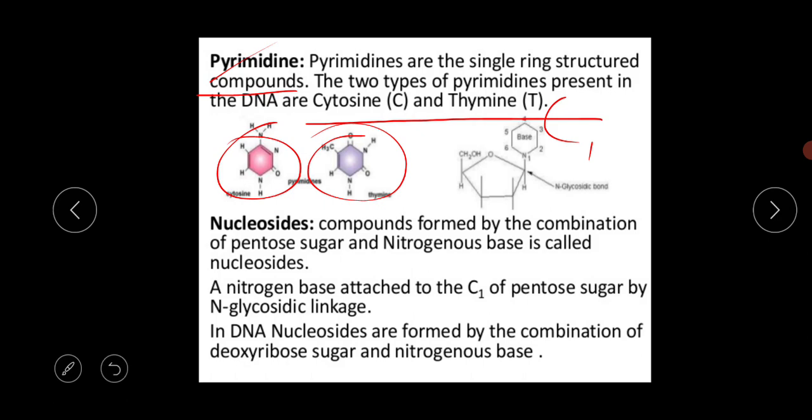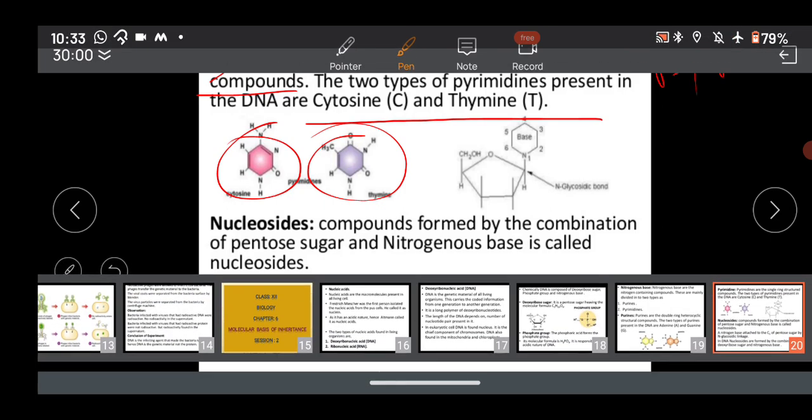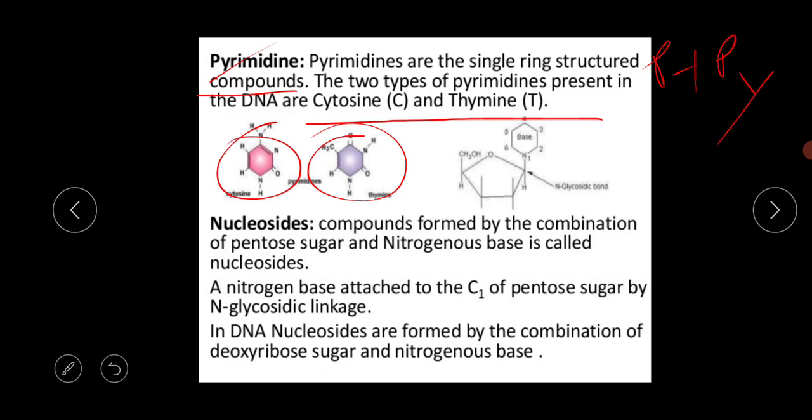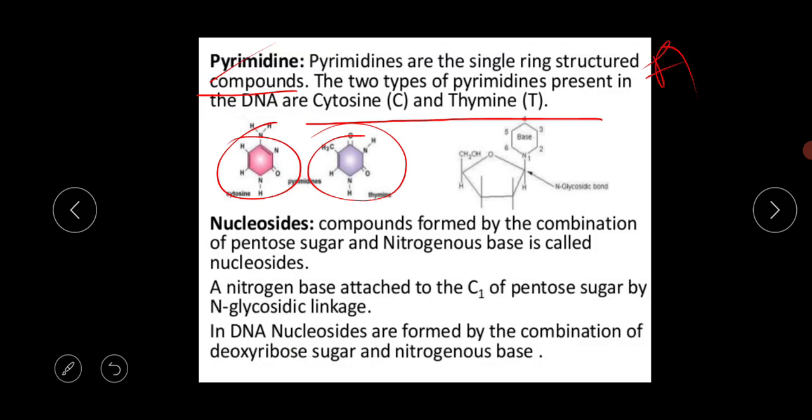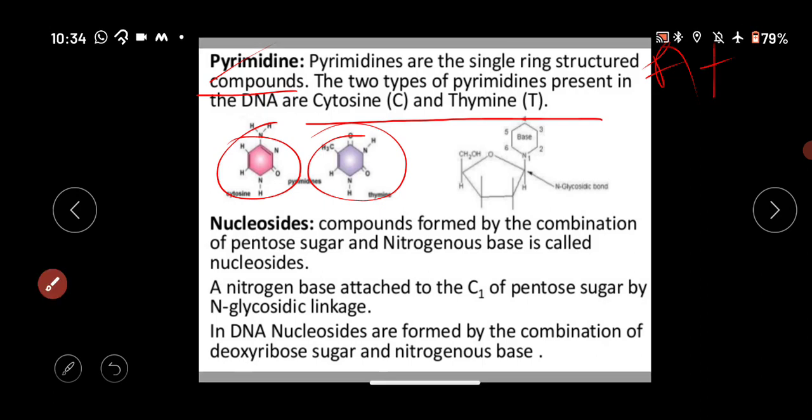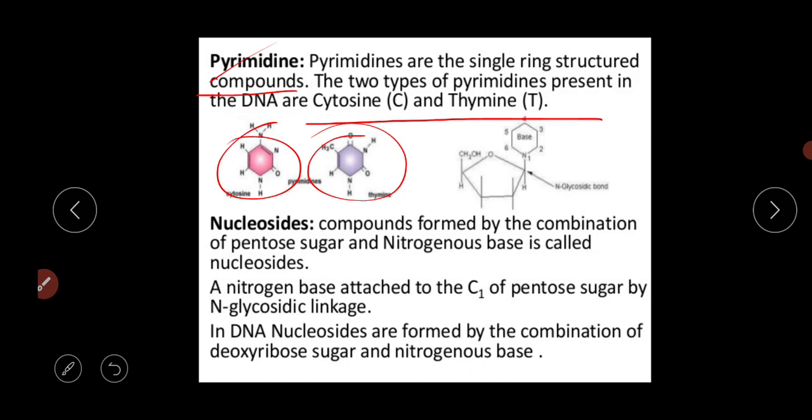Here the next thing: always remember, purine always forms a bond with pyrimidine. All of you know this thing. Here the purines are A and G, and the pyrimidines are C and T. So A always forms with T, and G always forms with C.